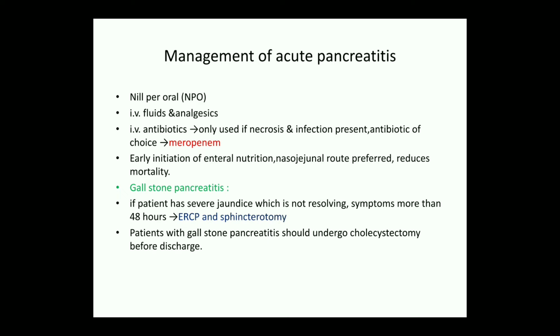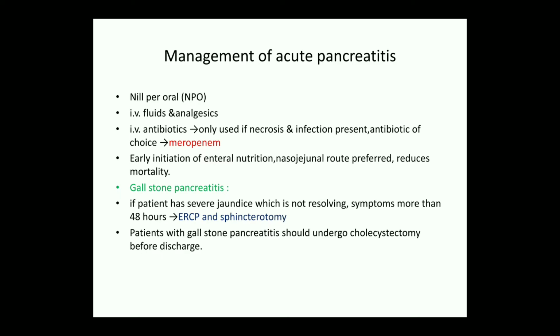And it is said that we should initiate enteral nutrition early. If the patient can take food orally, that can be given, or else by the nasojejunal route or nasogastric route. The nasojejunal route will be preferred over the nasogastric route, because by that we can bypass the area of inflammation or area of ileus. This early initiation of enteral nutrition is found to reduce the mortality rate in acute pancreatitis.